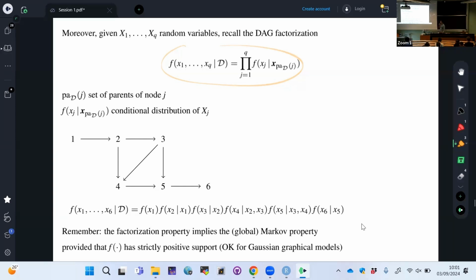Remember the factorization property: whenever you can factorize a joint distribution under some assumption, like the normal assumption, in this way, then the global Markov property of a DAG is guaranteed, provided that F has some properties, notably a strictly positive support, which is guaranteed for Gaussian graphical models. So for Gaussian DAG models, we will rely on the DAG factorization in order to establish a connection between the multivariate distribution and the DAG itself.